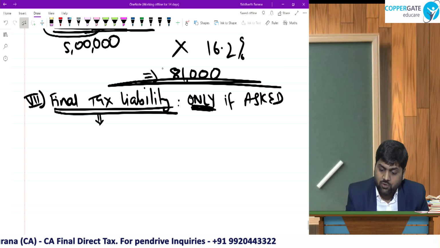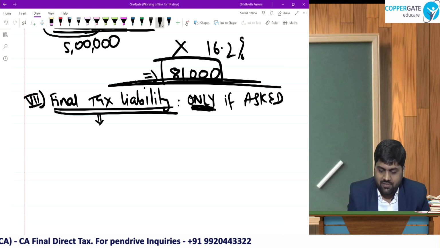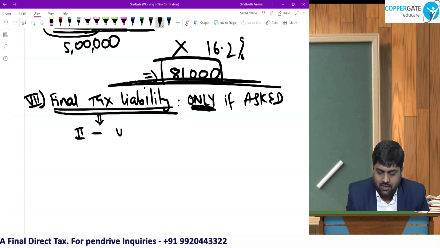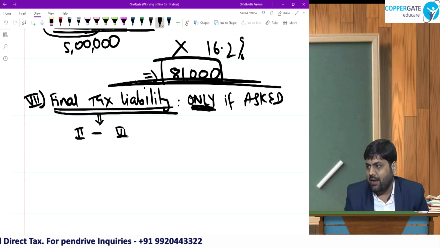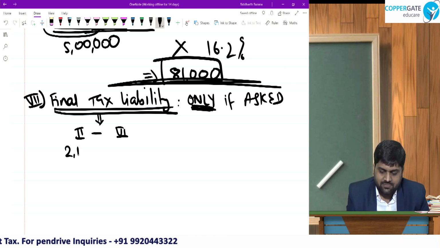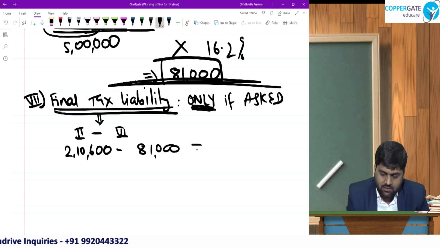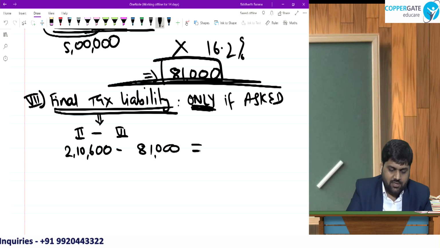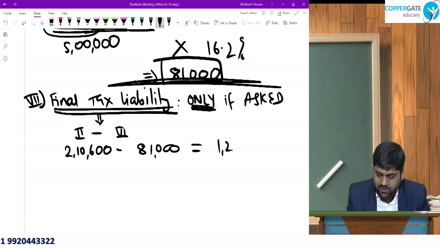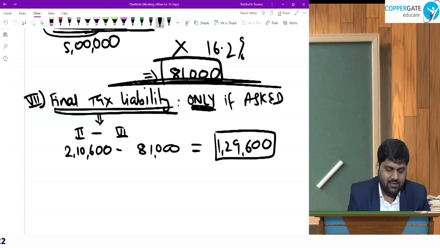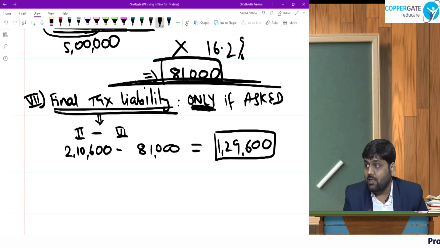But we have decided to give you relief. How much relief? 81,000. Final tax liability will be the tax at step 2 minus the relief in step 6, that is 210,600 minus 81,000 rupees. 1,29,600 is going to be your final tax liability, only if asked.